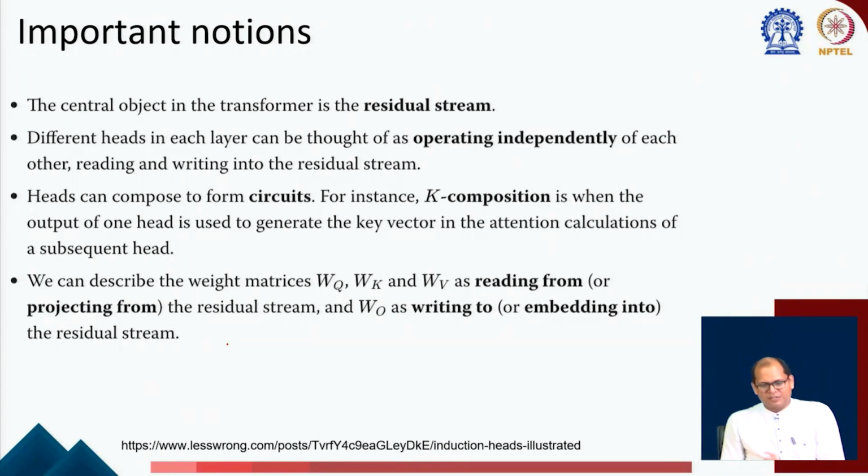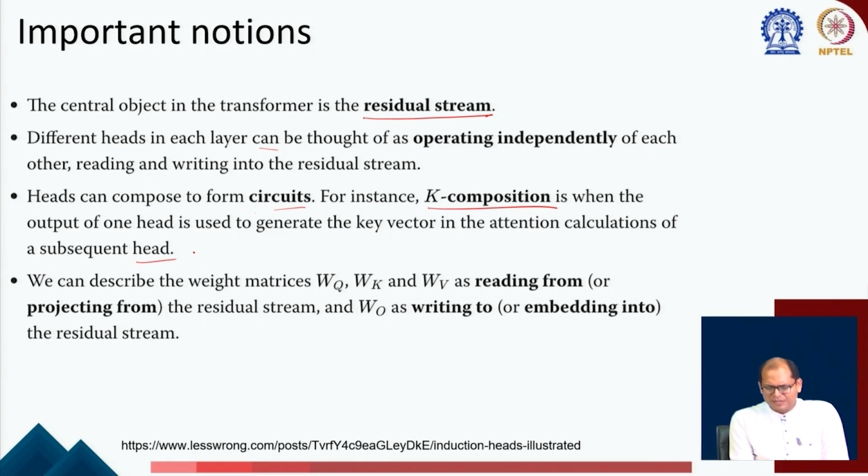Okay. So, certain important notions for studying this. The central object we are talking about is the residual stream, right. For each token there is a residual stream, right. Now, different heads in each layer can be thought of as operating independently of each other. So, they are reading and writing into this residual stream, right. That is what is happening. Your different heads are reading from there, writing back, and these heads can compose to form circuits. So, for example, we call it K composition when the output of one head is used to generate the key vector in the attention calculation of a subsequent head, right. That is what we call K composition.